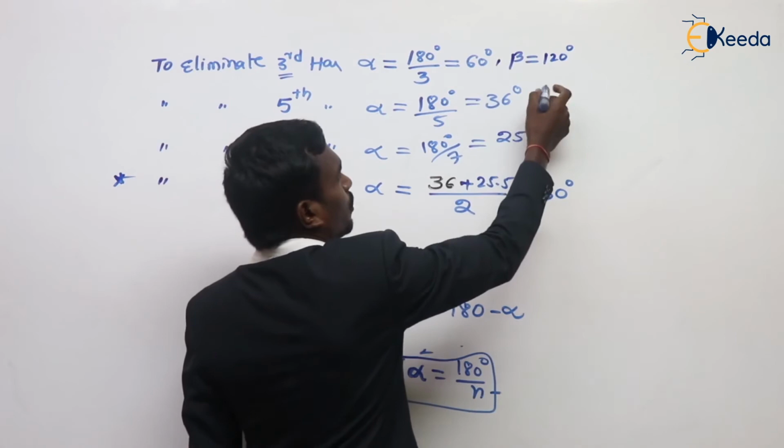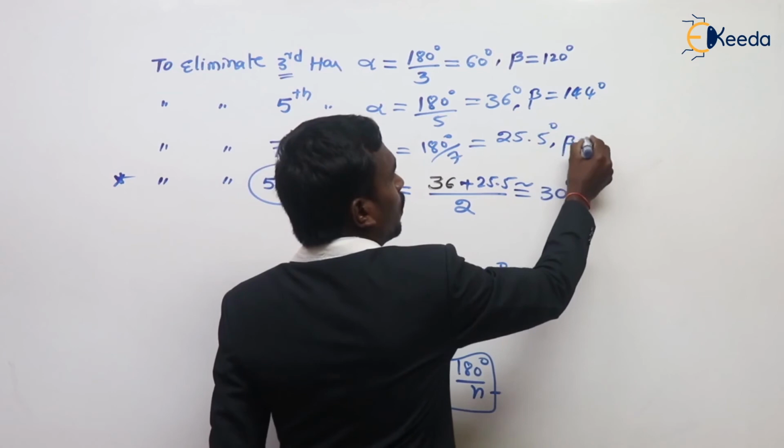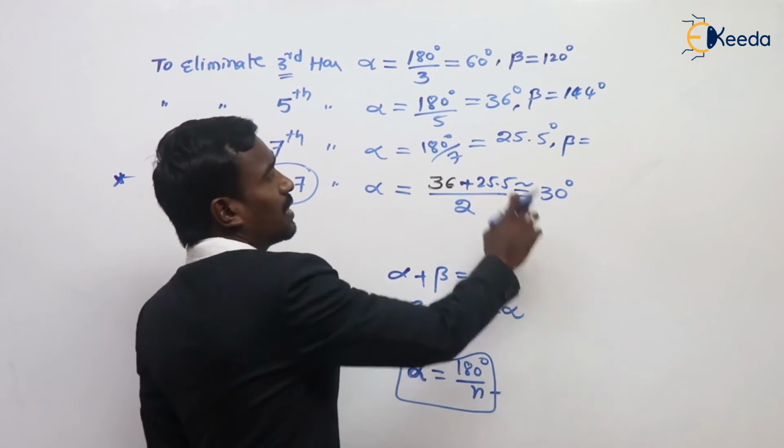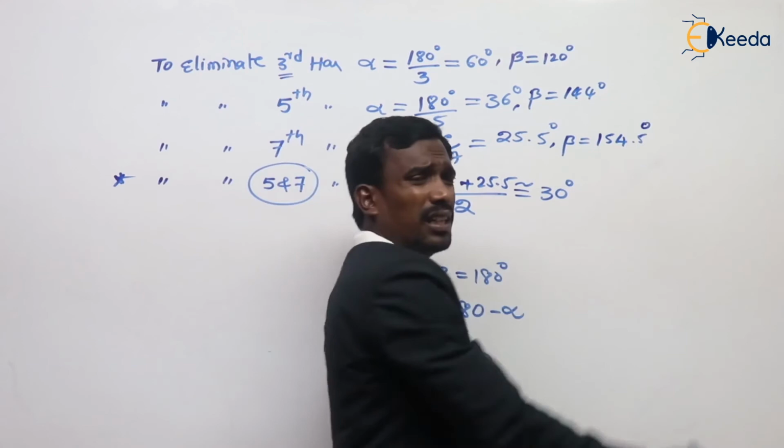Now tell me what is the answer. Give me the answer fast. Yeah, 180 minus 36, 144 degrees. Very good. What is beta here? Beta is equal to 180 minus 25.5 degrees. If you subtract this 25.5 degrees, 154.5 degrees. These are the questions they are asking in general.